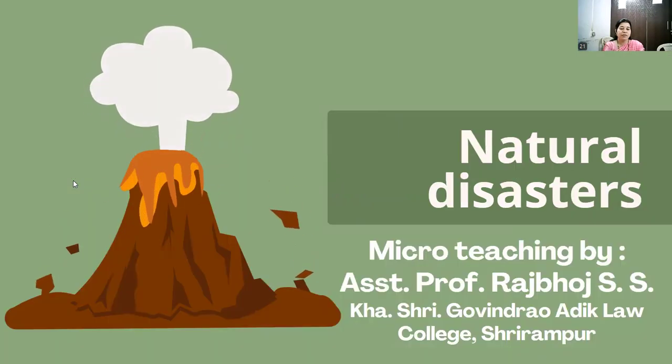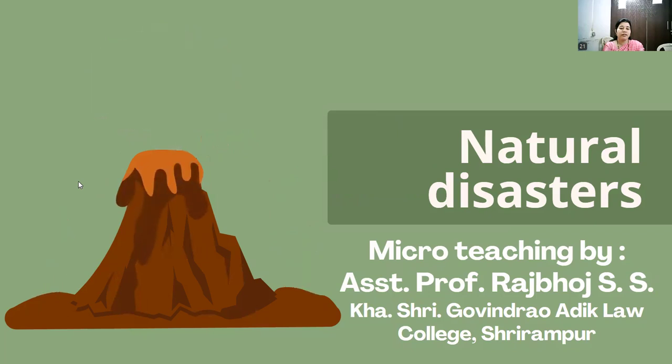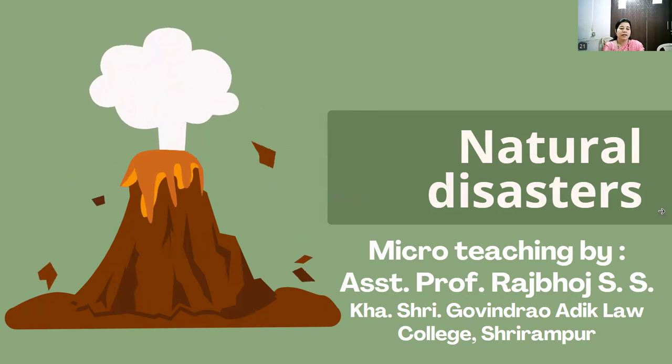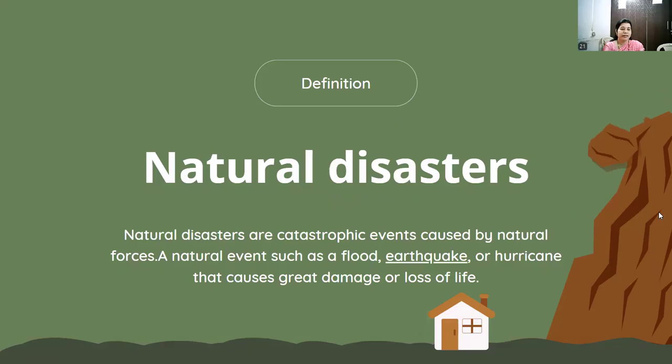Today I'm here to speak about the topic that is natural disaster. First of all, we will go for its definition. Natural disaster. The word itself describes the meaning. Natural disasters are catastrophic events caused by natural forces, such as flood, earthquake, hurricane, avalanches, landslide, tsunami, etc., that cause great damage or loss of life.